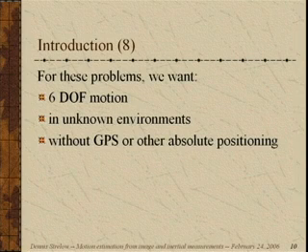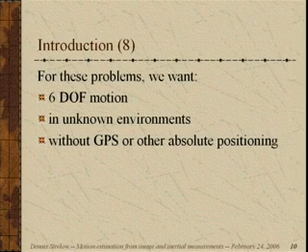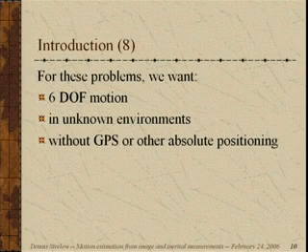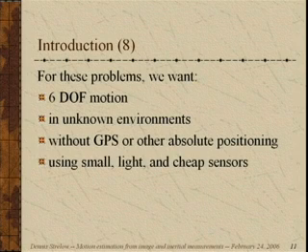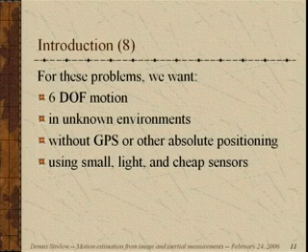All right, so for all these problems, there are a few things in common. We want 6-degree freedom motion, meaning the 3D rotation and translation. We don't want to have to instrument the environment, and we don't want to have to require GPS or some more archaic absolute positioning system. In addition, for things like MAV or robots looking for survivors, we want small, light, and cheap sensors and disposable sensors.